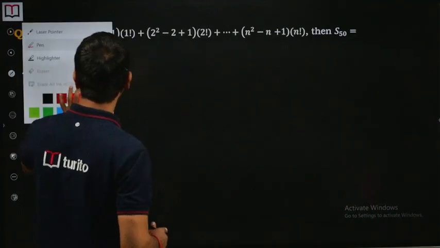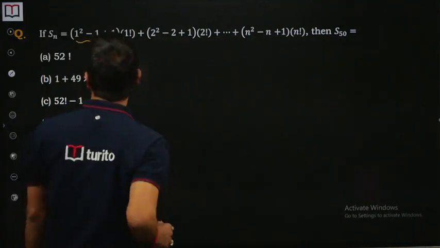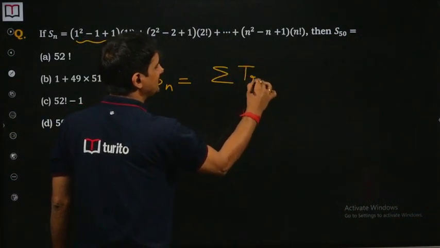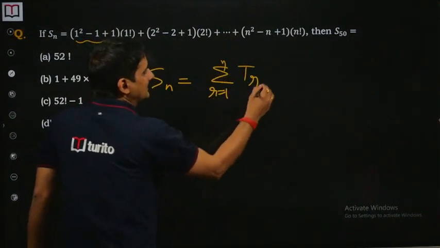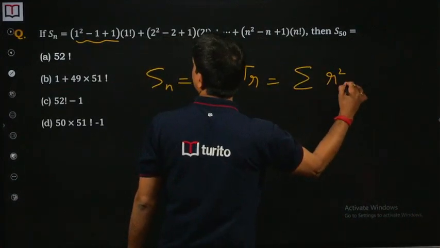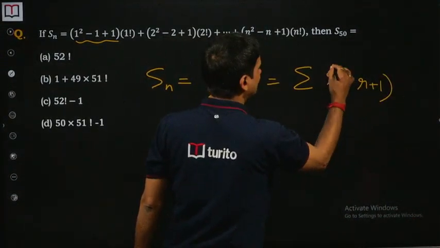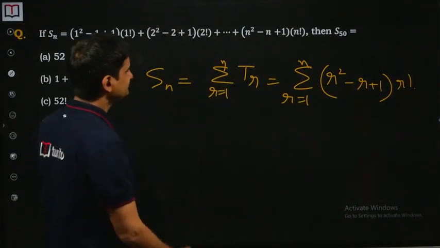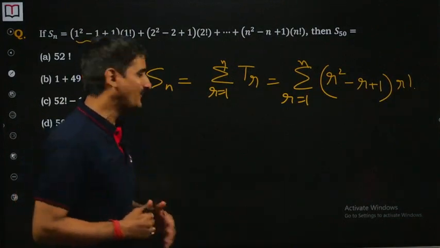Moving to the next question. So that again is an important good question. See, whenever we have to solve a series, I always suggest to write the general term. Now the general term here is r square minus r plus 1 into r factorial. That you all can easily see here. Now again the point is factorial.